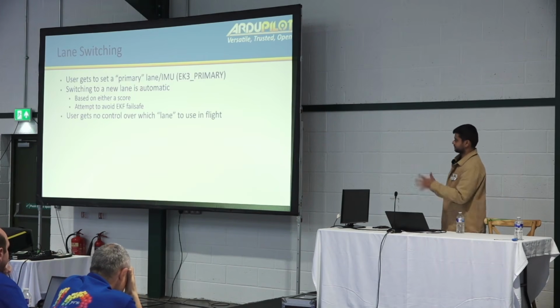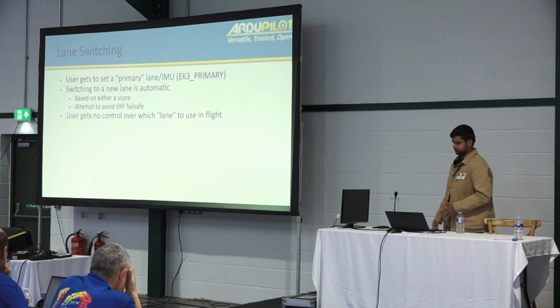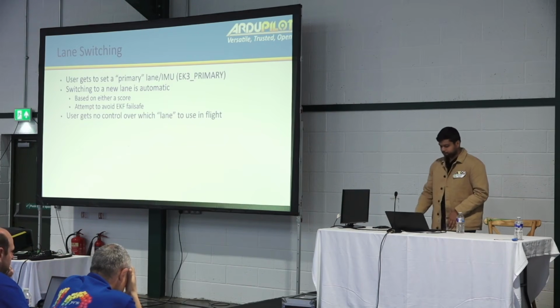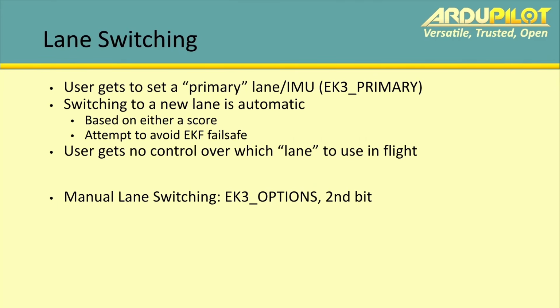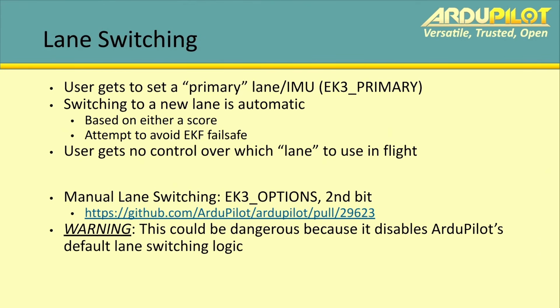But what's important is that it just happens, and there's not much flexibility around it. So now you have a little bit more flexibility there. Hidden behind EK3 option second bit is something called manual lane switching, and this is again merged into ArduPilot, so it'll be available in Copter or ArduPilot 4.7.